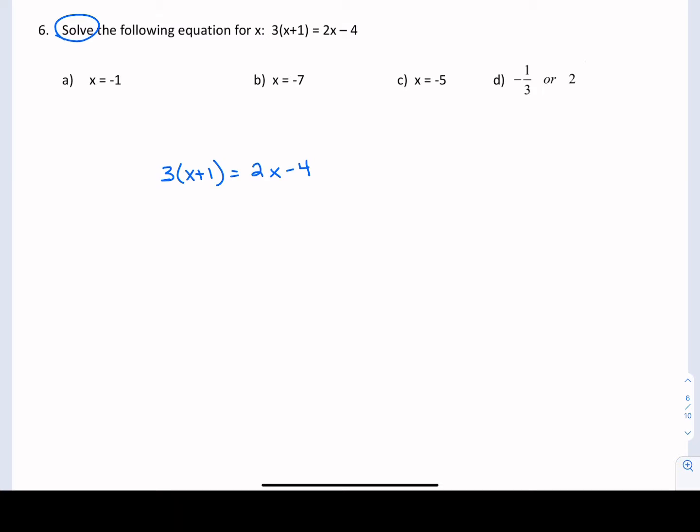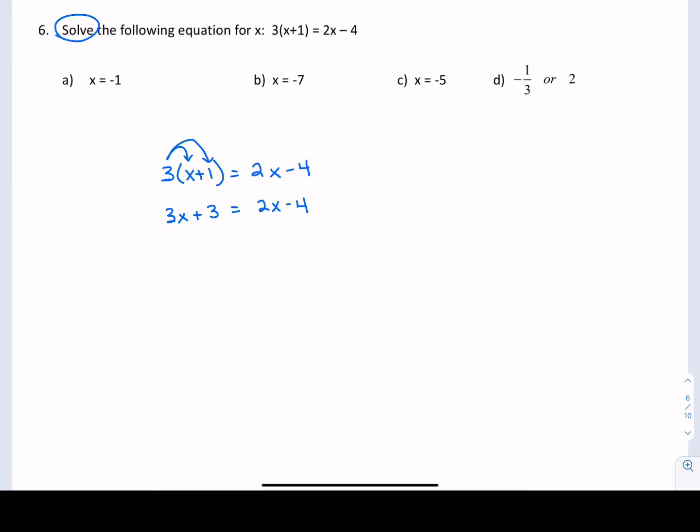This is what we call a linear equation. It's just an x to the power of 1, but we happen to have x's on both sides of the equation. So we also have a set of brackets that we need to clean up or contend with. So let's distribute that 3 first. 3 times x gives us 3x, and 3 times positive 1 is, of course, plus 3. That's equal now to 2x minus 4.